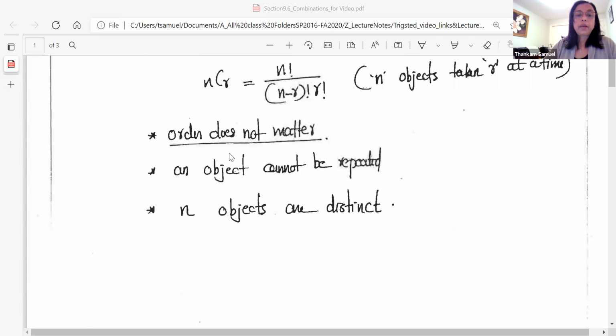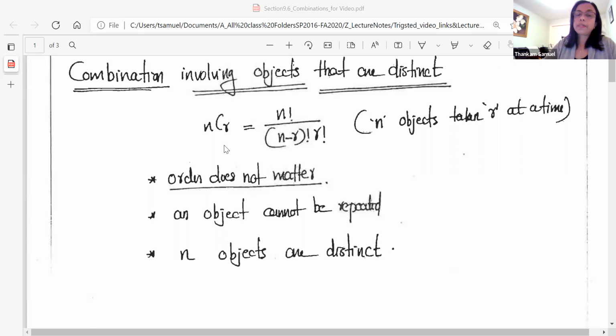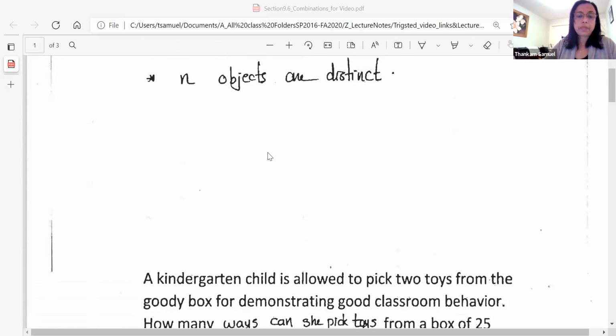So here the order does not matter. An object cannot be repeated, and also the n objects are distinct. So this combination formula is the same as the formula for the binomial coefficient. So let's look at some examples.